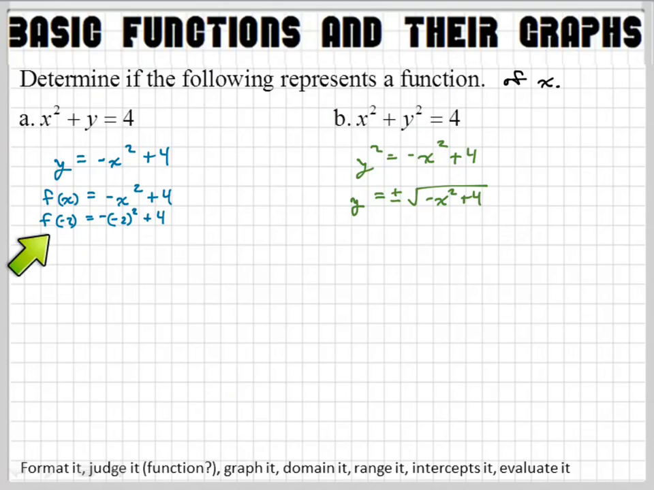So as you can see right here, I just put the -2 in for x, and so over here, I put the -2 in for x. Everything else stays the same. You still have that negative there, the square, and the plus 4. So let's graph it.